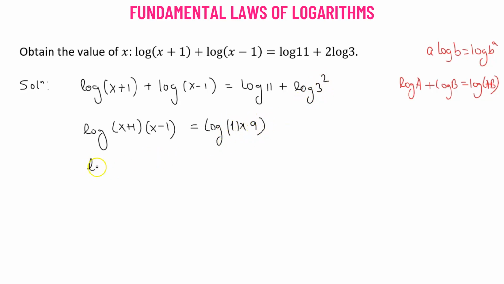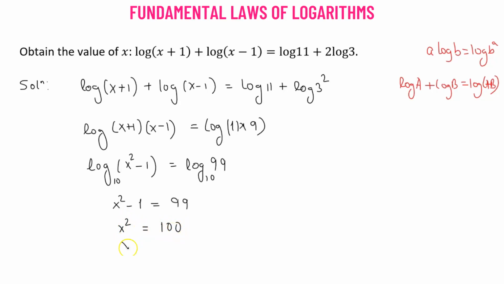That gives us log of x plus 1 multiplied by x minus 1, which will be x squared minus 1. That's equal to log of 99. Now since we have logarithm on both sides with each of them having a base of 10, we can equate them by getting rid of the logarithm to get x squared minus 1 equals 99, or we can say x squared will be equal to 100. So the value of x is going to be plus or minus 10.